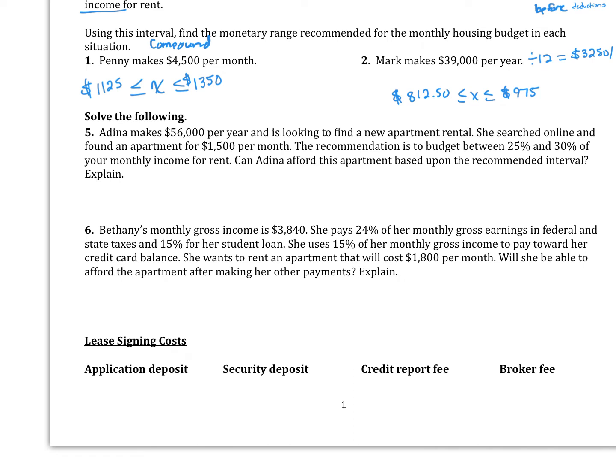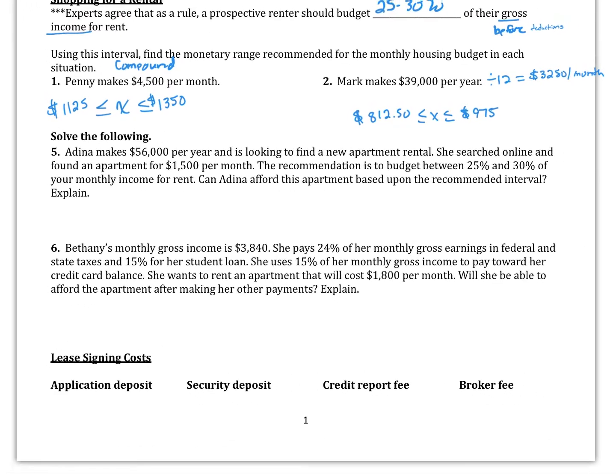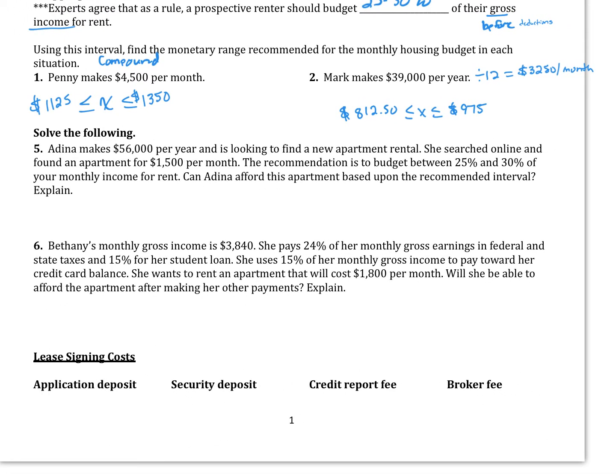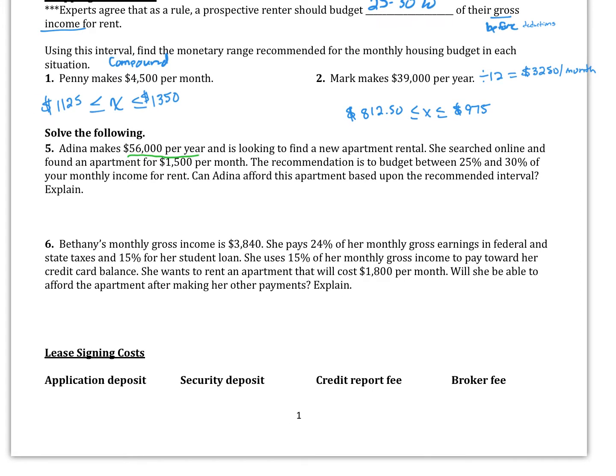We're not going to dwell on this a whole lot. Well, why don't you guys try that one? Because I want to talk you through number 6. So try this one for yourself, right? This is given per year and is looking to find a new apartment rental. Searched online, found an apartment for $1,500 a month. The recommendation is to budget between 25 to 30% of monthly income for rent. Can Adina afford the apartment based on the recommended interval? So you guys try that. We'll talk in a sec.